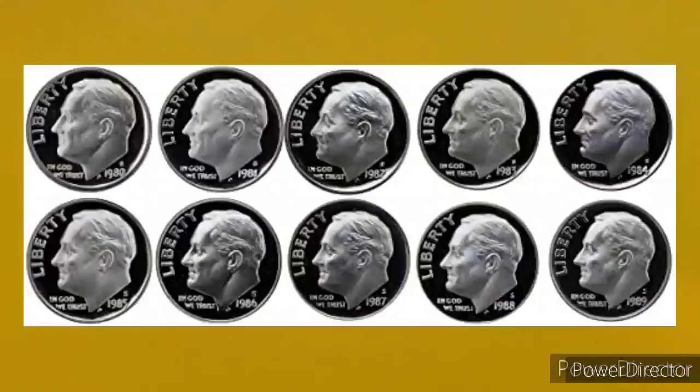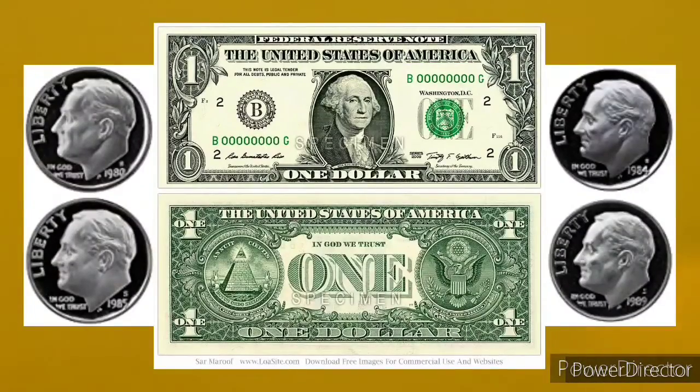So let's count. 1, 2, 3, 4, 5, 6, 7, 8, 9, 10. So we have 10 dimes. Let's count them by tens because we know each one is worth 10 cents. 10, 20, 30, 40, 50, 60, 70, 80, 90, 100. 100 cents equals $1. Awesome, Zoe.